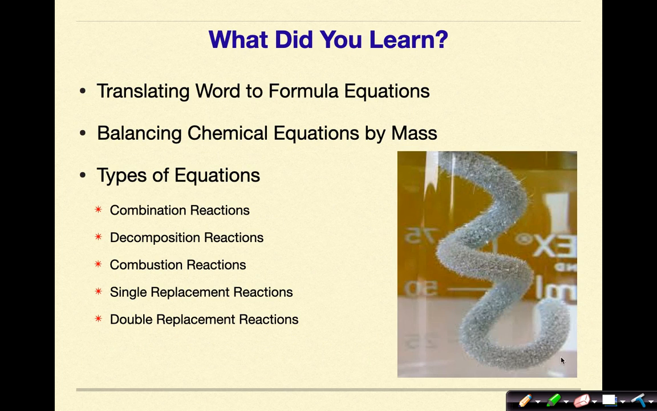What did you learn in this tutorial? We discussed translating word to formula equations. We discussed balancing chemical equations by mass. We examined types of equations, namely combination reactions, otherwise known as synthesis reactions, decomposition reactions, combustion reactions, single replacement reactions, and we finished with a discussion of double replacement reactions.